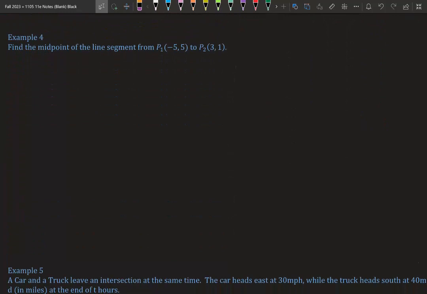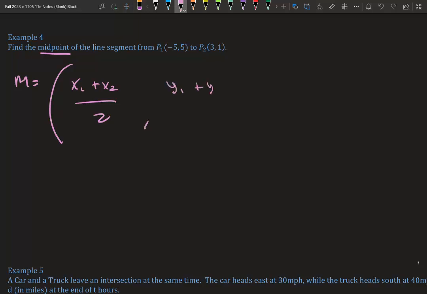Let's find the midpoint of the line segment from P1, -5, 5 to P2, 3, 1. So now we're finding the midpoint. The midpoint, that's a formula. Midpoint equals x1 plus x2 over 2, and then y1 plus y2 over 2. All right, our x1, y1, x2, y2, they come from the points. So we have x1, y1, x2, y2.